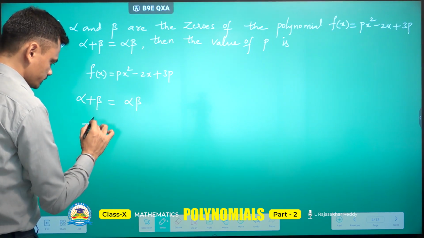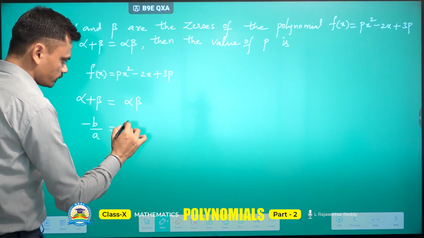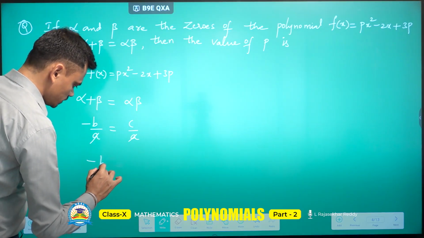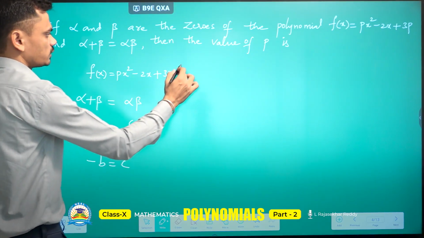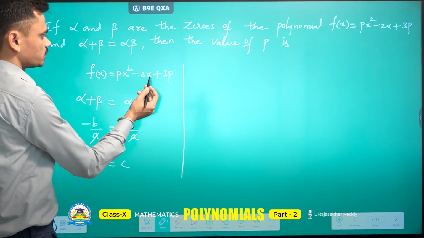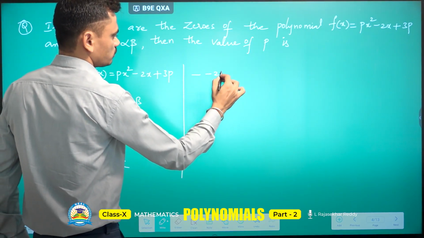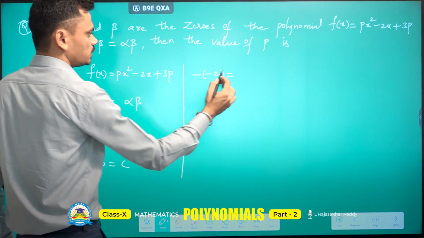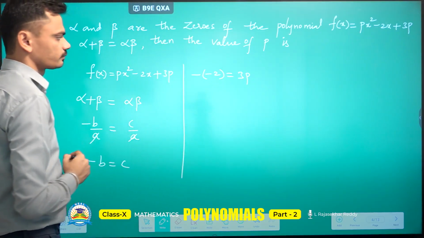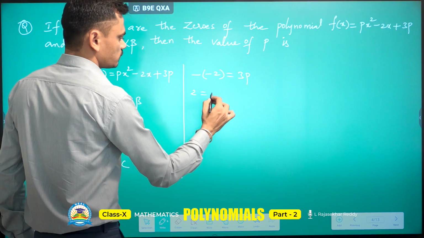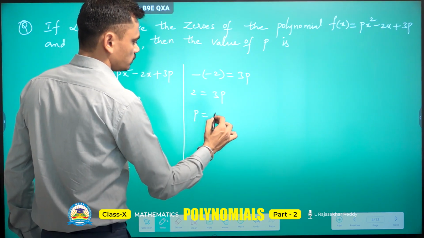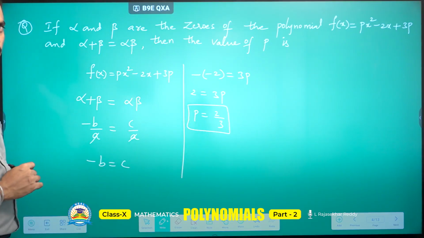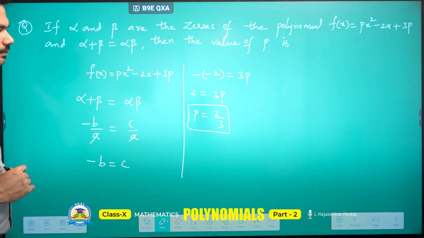We know alpha + beta is -b/a and alpha beta is c/a. So a gets cancelled: -b = c. Substitute the values: -b is the x coefficient, -2, so -(-2) = c = 3p. Now 2 = 3p, then p = 2/3. So this is one type of question based on quadratic polynomials. Okay. Next.